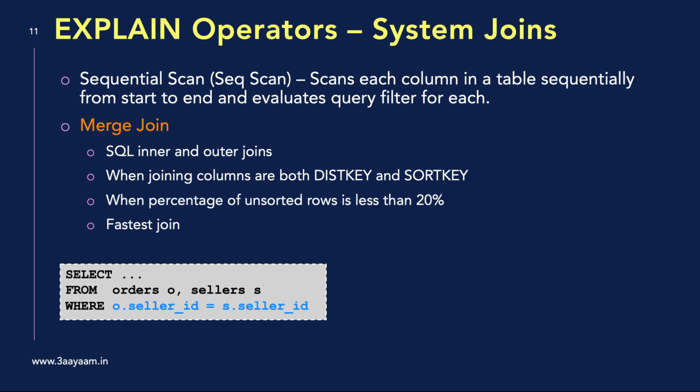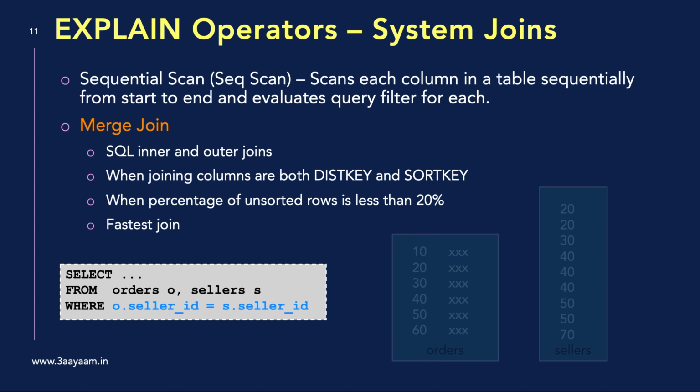Let's say I have this statement: select some columns from orders and sellers, and I'm using the seller ID from both the orders table and the sellers table. Let's say in the orders table, the dist key is seller ID and the sort key is also seller ID. The same is the case with the sellers table. So for both tables, seller ID is the distribution key and sort key. Now the optimizer will go ahead and apply merge join.